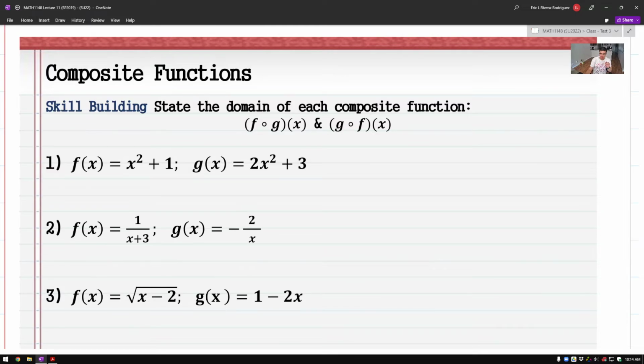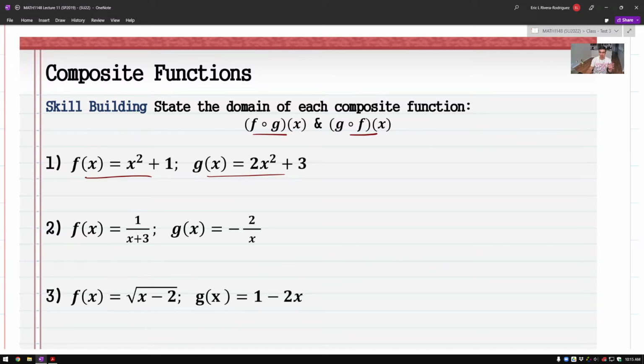These are more exercises to practice here. The objective is to find the composition of f and g, and the composition of g and f, with these three. We have 3 exercises where f and g are given.